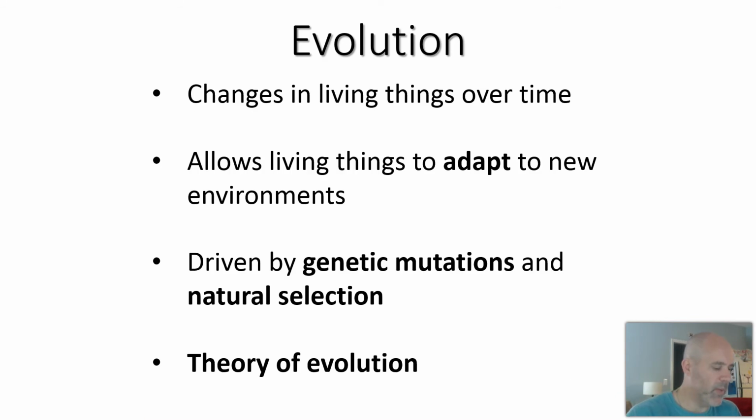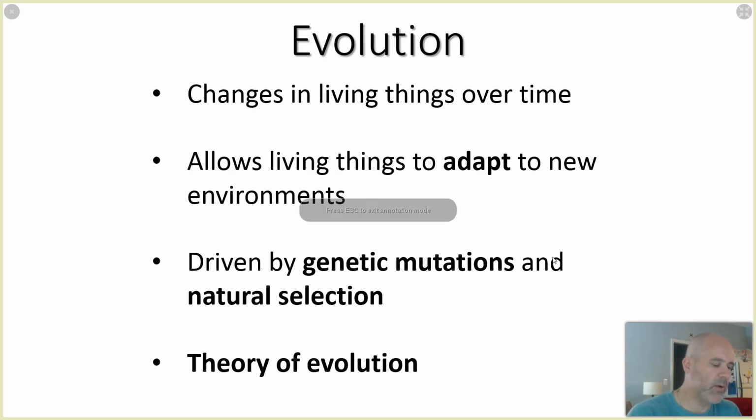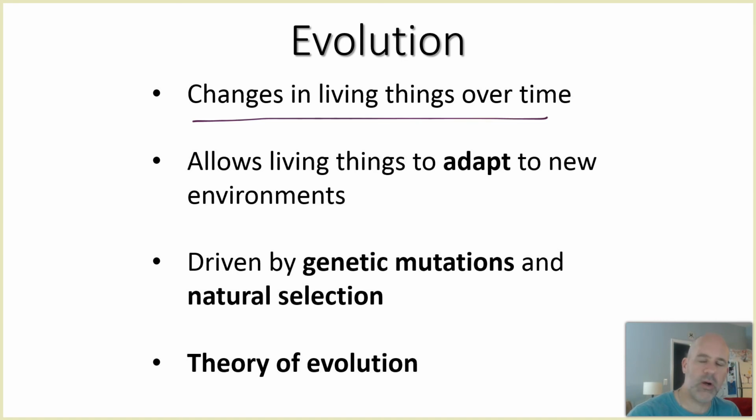So what do we mean by evolution? Evolution refers to changes that occur in living things over time. Evolution can occur with minor changes, sometimes referred to as microevolution. Evolution can also occur as large changes, where you see dramatic changes in individual organisms or species, and that's called macroevolution.